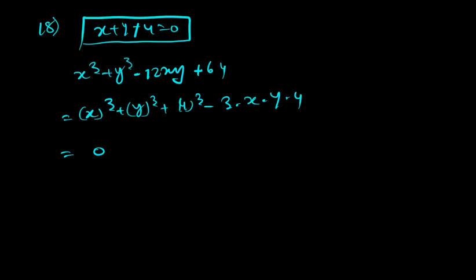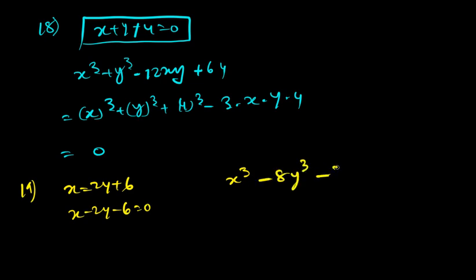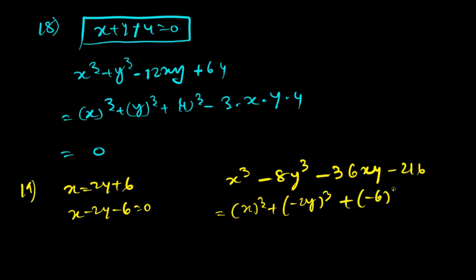And the question number 19. Question number 19 is given, if x equals to 2y plus 6, what will be the value of x cube minus 8y cube minus 36xy minus 216? So that means x minus 2y minus 6 equals to 0. So we can simply write it as x cube plus minus 2y the whole cube plus minus 6 the whole cube minus 3 into x into minus 2y into minus 6. That will give you 0.